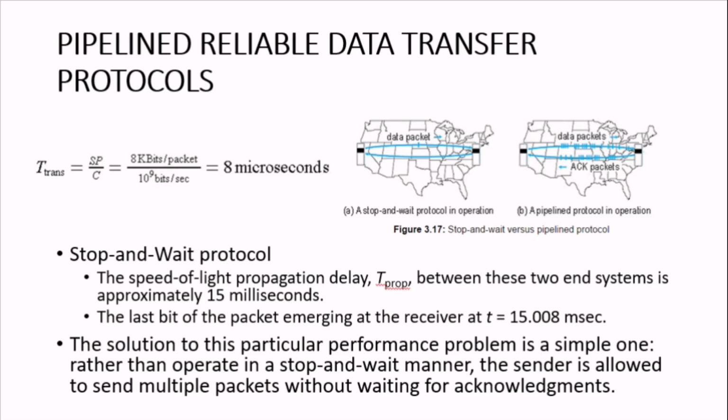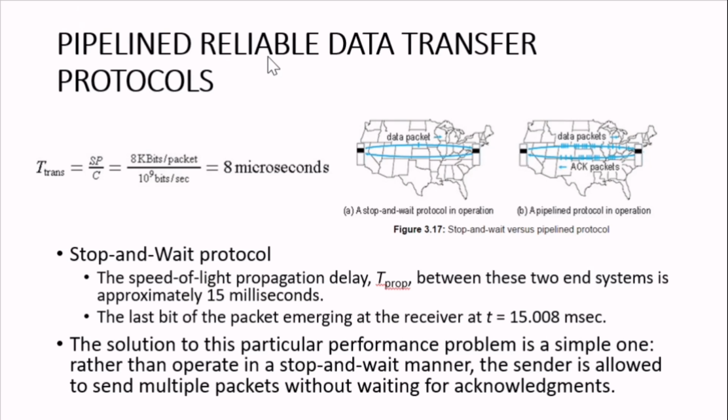RDT 2.0, which uses the stop and wait protocol, has a fatal flaw. For example, if you want to send data across the USA, from California to New Mexico, you require 15 milliseconds for one piece of data to transfer between these two points. So it's quite a delay. If you send a lot of data, the internet will look very slow. So that's why there's a pipelined reliable data transfer protocol.